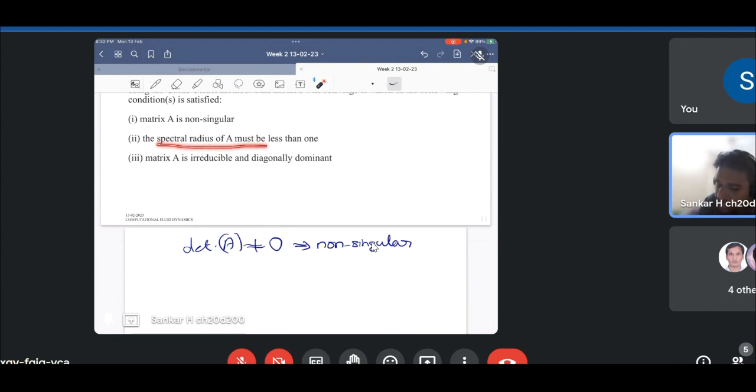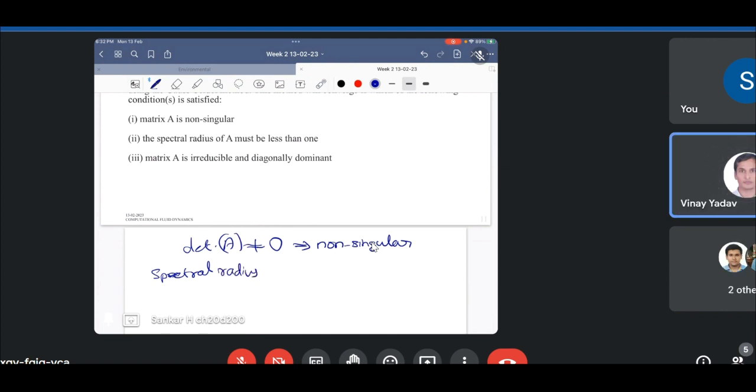The spectral radius of A must be less than 1. And spectral radius, does anyone know what the spectral radius is here? Diagonal element? Not exactly. It's basically the maximum of the absolute eigenvalues of the matrix A.